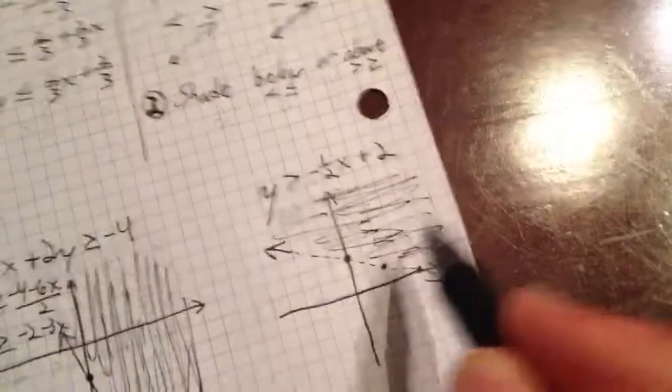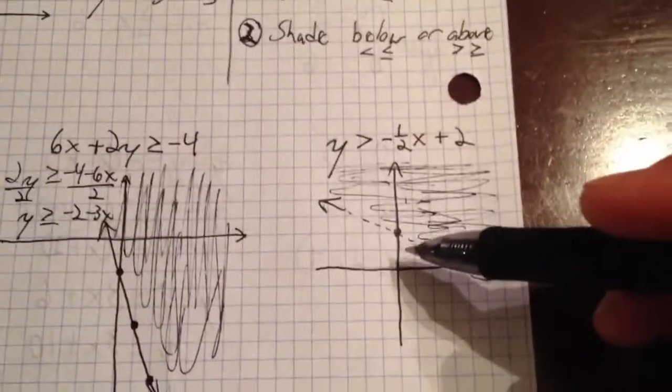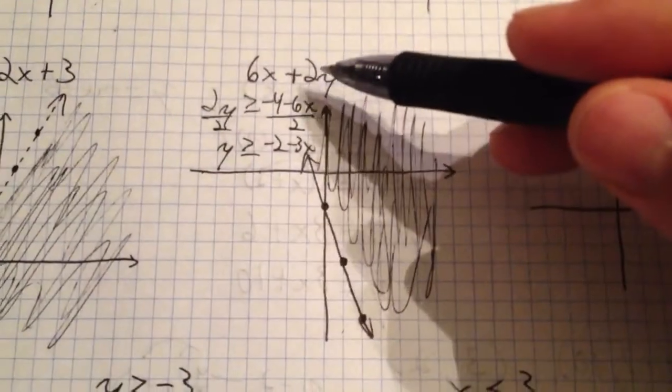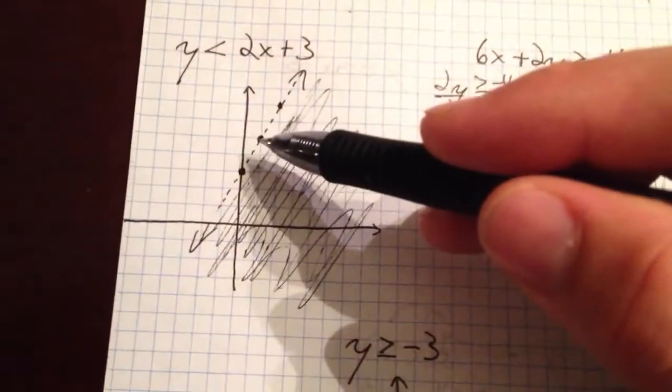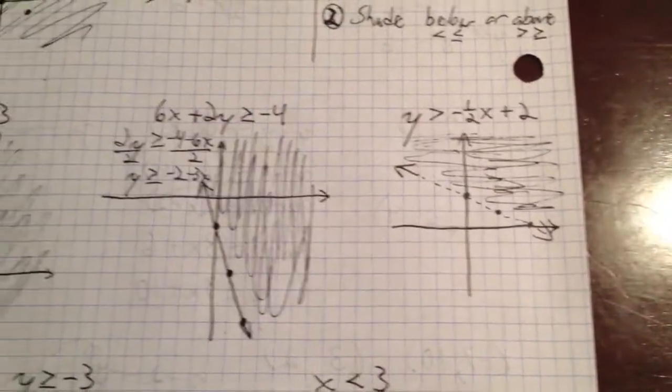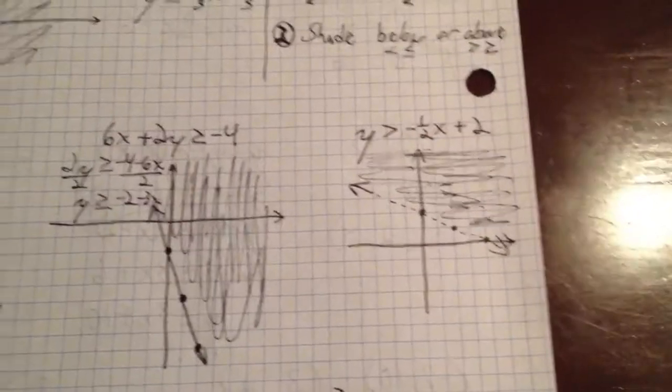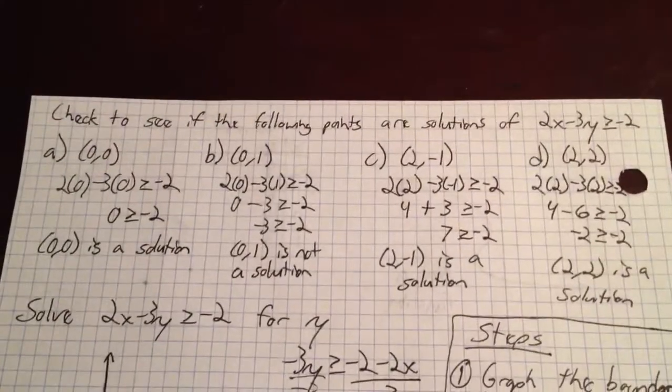Again, using your finger on the line and going to the points that are greater, or going to the points that are less than. That is how you decide where to shade. You can also pick points and test, like we did up here with these test points.